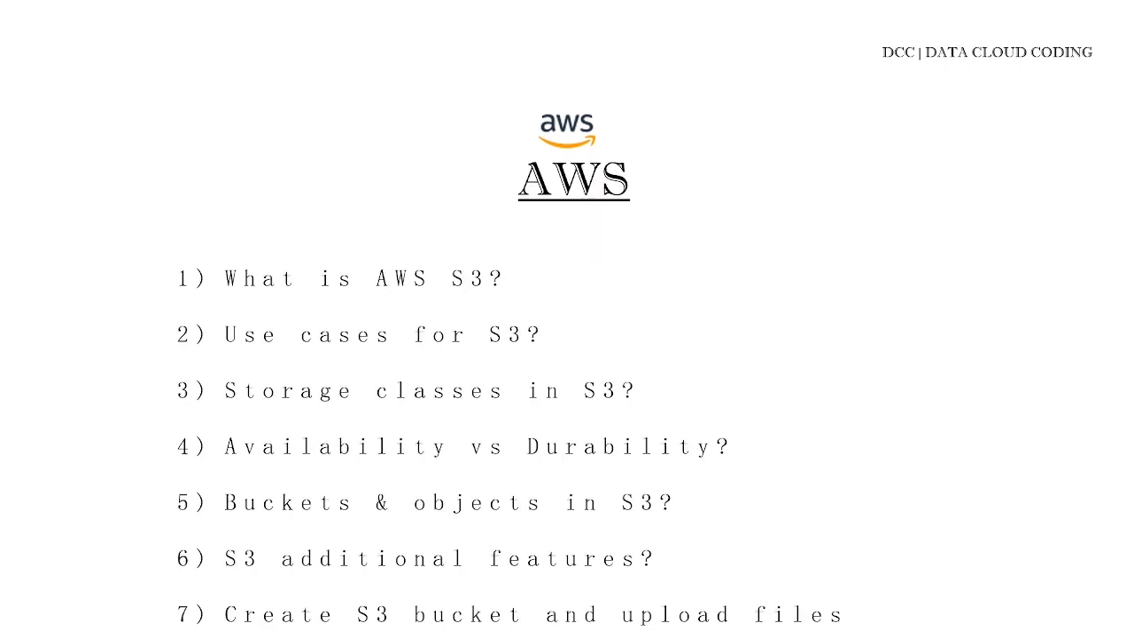We will be looking at what is AWS S3, we will be looking at use cases for S3, we will be looking at what are the types of storage classes in S3. We'll also be looking at the definitions of availability and durability and how we can achieve both these availability and durability in AWS S3. We will see what are buckets and objects in S3. We'll have a look at the additional features that S3 provides.